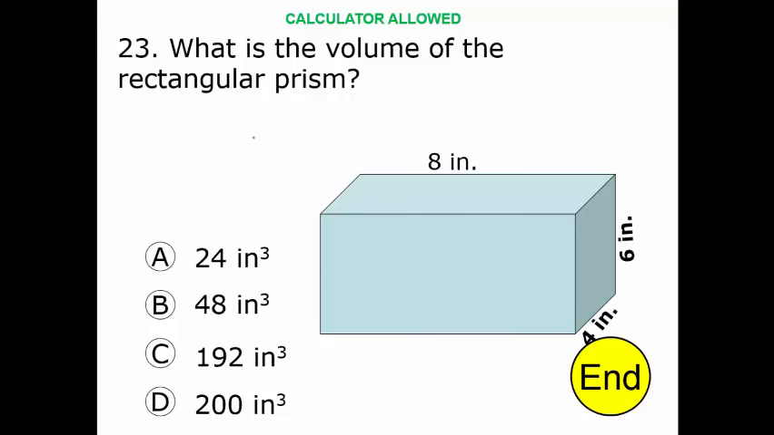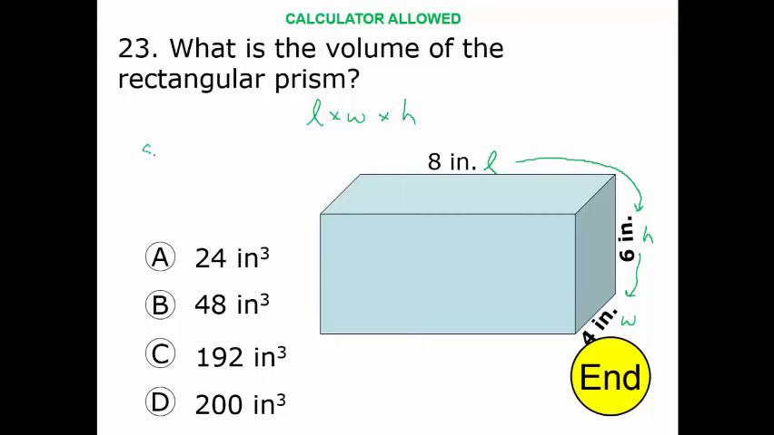Alright, what's the volume of a rectangular prism? The equation for volume of any rectangular prism is length times width times height in really no particular order. So we don't necessarily need to know what's the length, what's the width, and what's the height. We can label it if we want, 8 inches being the length, 4 inches being the width, 6 inches being the height. I basically have to multiply these three numbers together to find the volume.